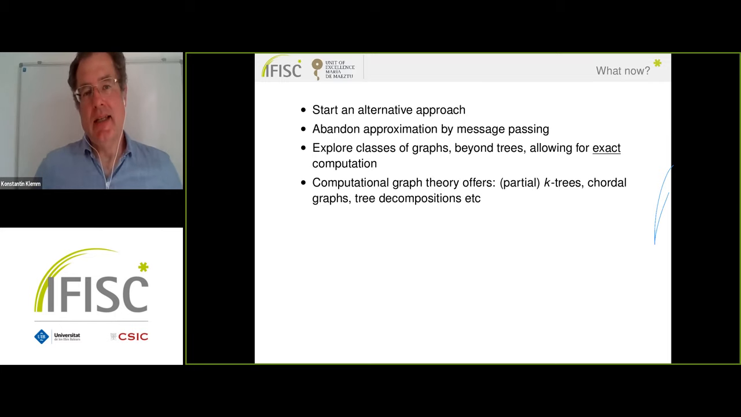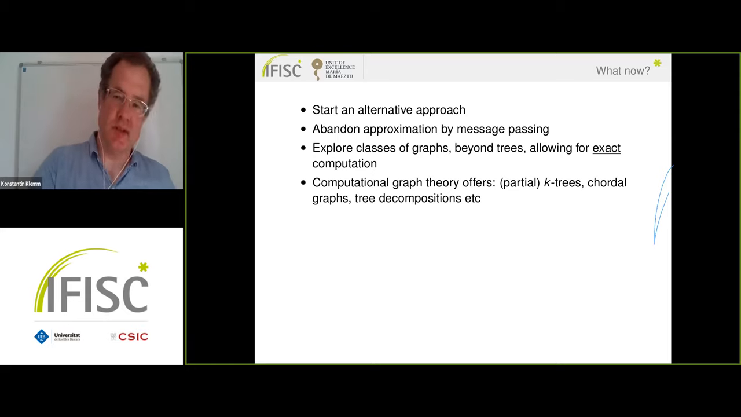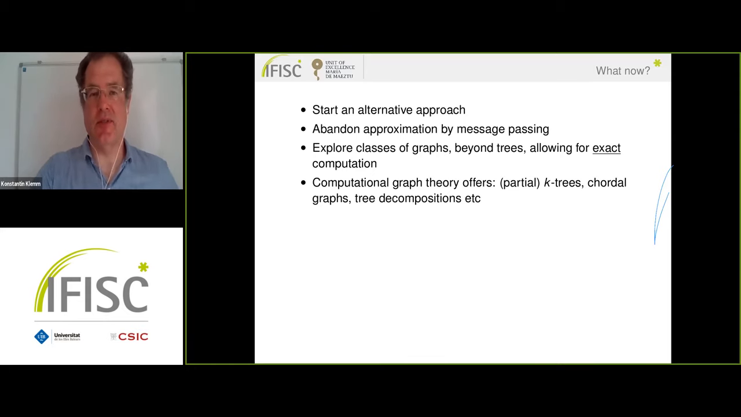Okay. And then you can actually look at computational graph theory and how problems are solved there, for instance, the coloring of graphs, etc. And there's one concept or a set of concepts that is successful and is actually also a generalization of having a tree, and that is K-trees and partial K-trees, chordal graphs and tree decomposition. So I will not go into these now, but just explain in principle by increasingly more complicated examples how you can actually on networks with loops get an exact result.